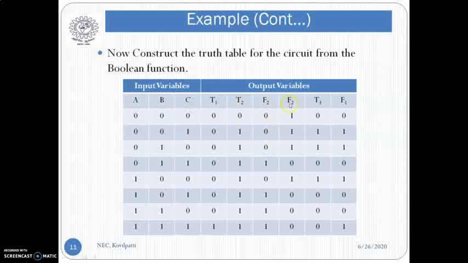To determine the value of T3, we need F2 dash. So from F2 we obtain F2 dash by negating F2's values, and we get the values like this. And what about T3? T3 is nothing but F2 dash T2, right?